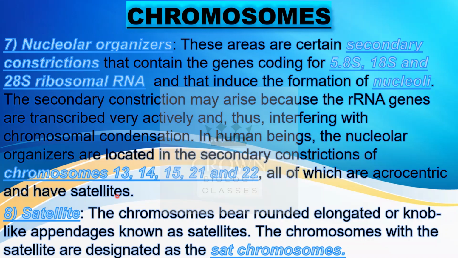This is the next component we are going to discuss. The eighth component involved in the formation of structure of chromosome is satellite. The chromosomes bear rounded, elongated or knob-like appendages. These rounded, elongated or knob-like appendages are known as satellites. The chromosomes with satellites are designated as the sat chromosomes.